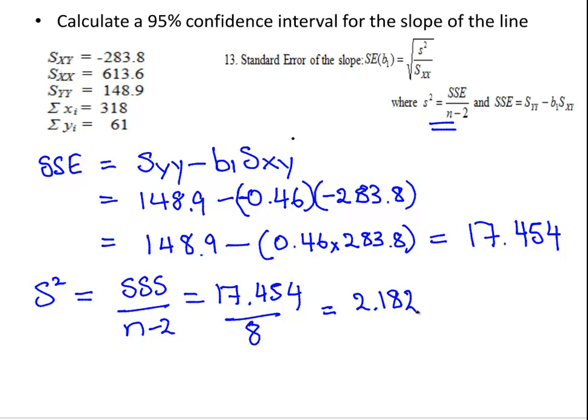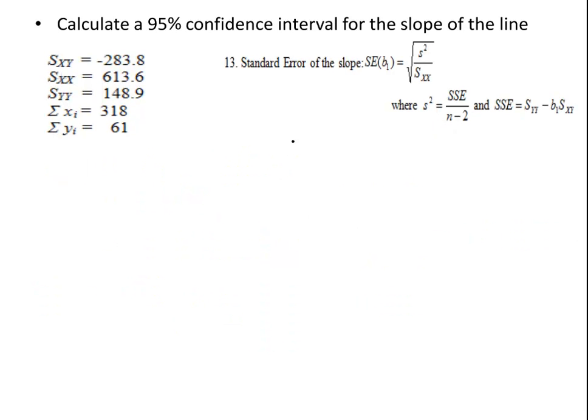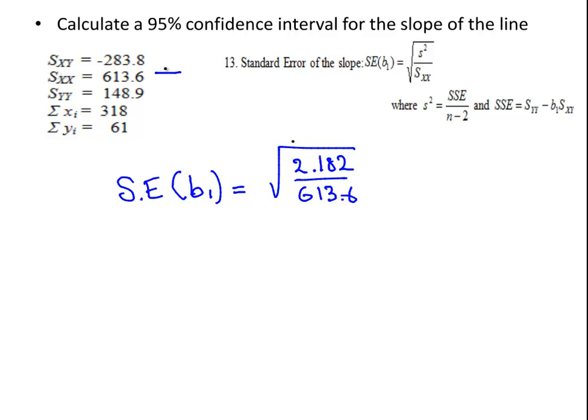The last part is the standard error of B, which is this part here. We're going to divide S squared by Sxx. So let's clear the screen. The standard error of B1 is the square root of 2.182, which is S squared that we found, divided by Sxx, which is 613.6, this value here. Working that out, I get a value of 0.06 approximately, and again you should get an answer reasonably close to that, taking into account the rounding error. So 0.06.